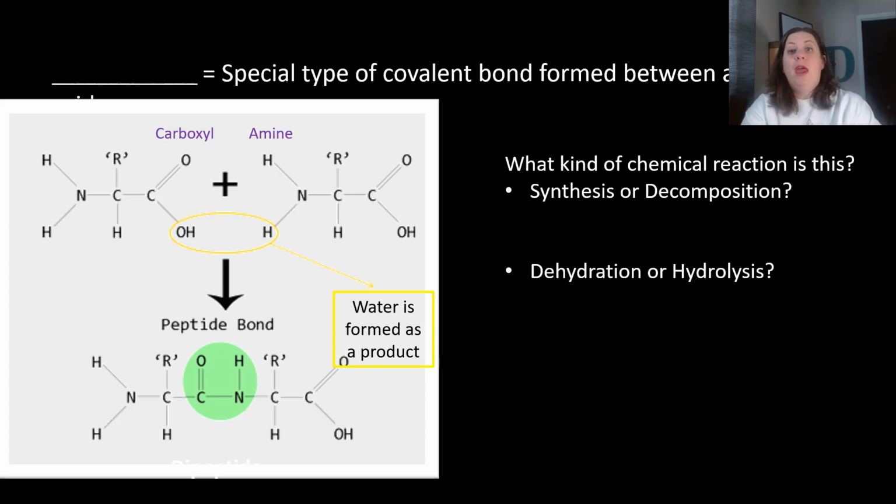Now going back to some of the information we talked about earlier in this video, what kind of chemical reaction is this? If I'm taking two parts and I'm going to fuse them, bind them together, this is obviously a synthesis reaction. Because we're also going to be building something and water was removed, it is also known as dehydration.